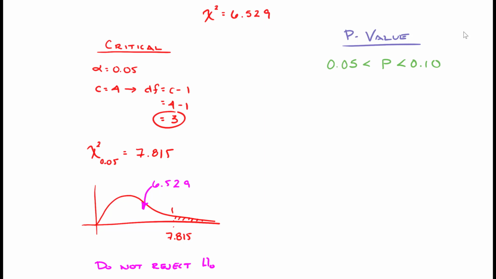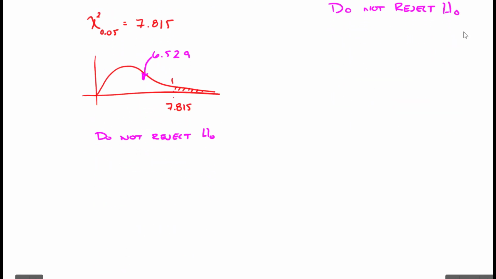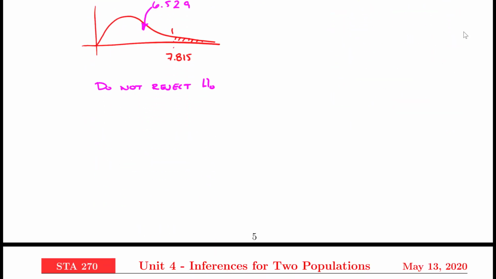With the p-value approach, anytime your p-value is greater than your significance level, you do not reject the null hypothesis. When it's less than your significance level, you do reject. Our significance level also happens to correspond to 0.05. And we can see from what we've written here that p is certainly greater than 0.05. It actually is somewhere between 0.05 and 0.1. So we do know that p is greater than 0.05. So we do not reject the null hypothesis. And that's how you conduct the chi-square goodness of fit test.